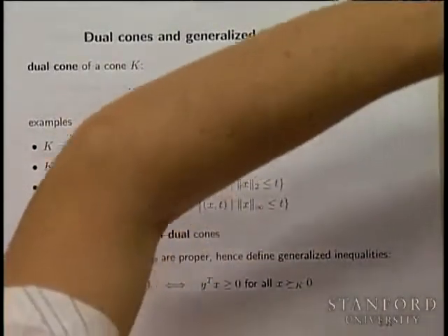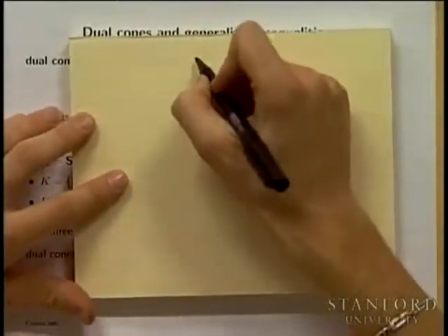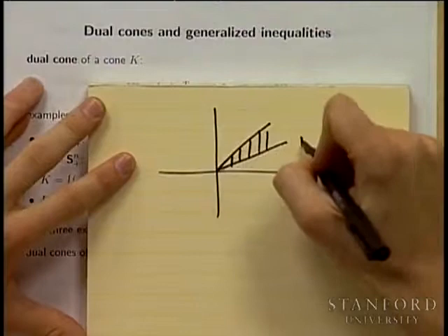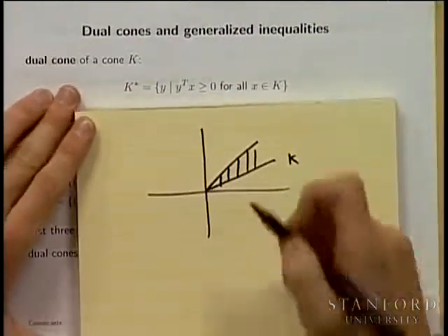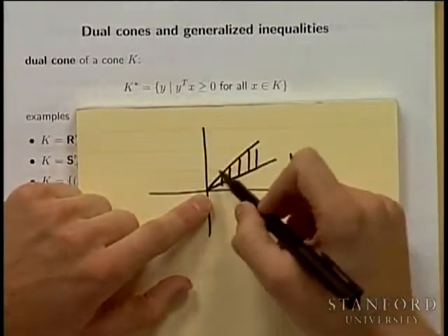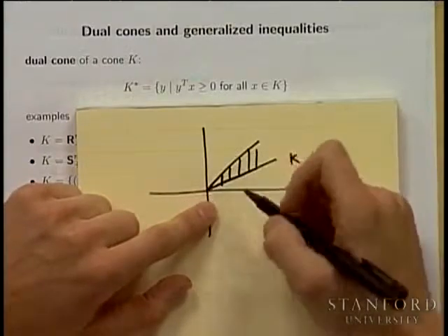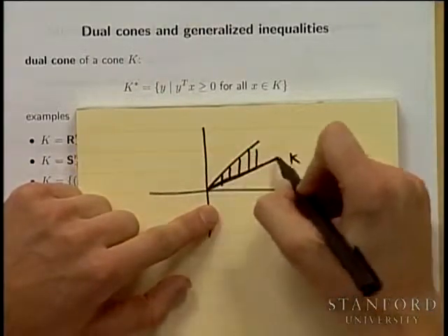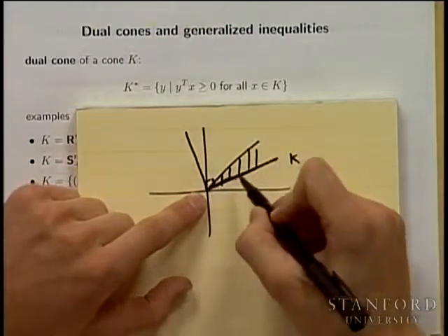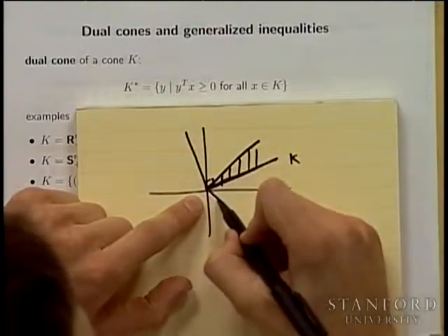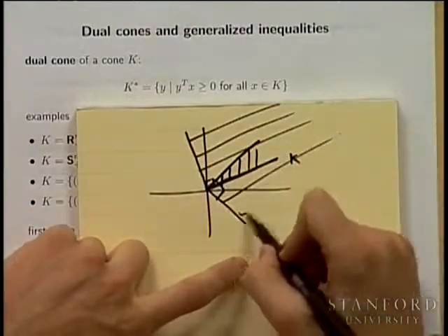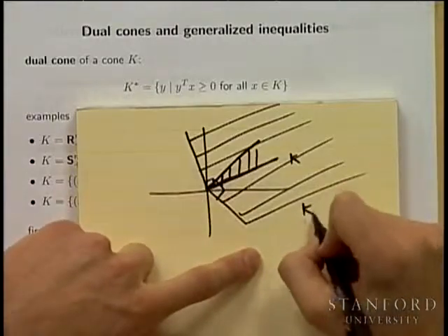Let's see what that means. If I have a cone that looks something like this, and I'll call this K, and it happens to be proper, but that's fine. K star in this case is any vector Y where Y transpose X for all X in K is non-negative. So let's take this line here. I draw out a right angle here, and then I take this one here and do a similar thing and draw a right angle like this. Now, this set here is actually the dual cone of K. So this one here is K star.